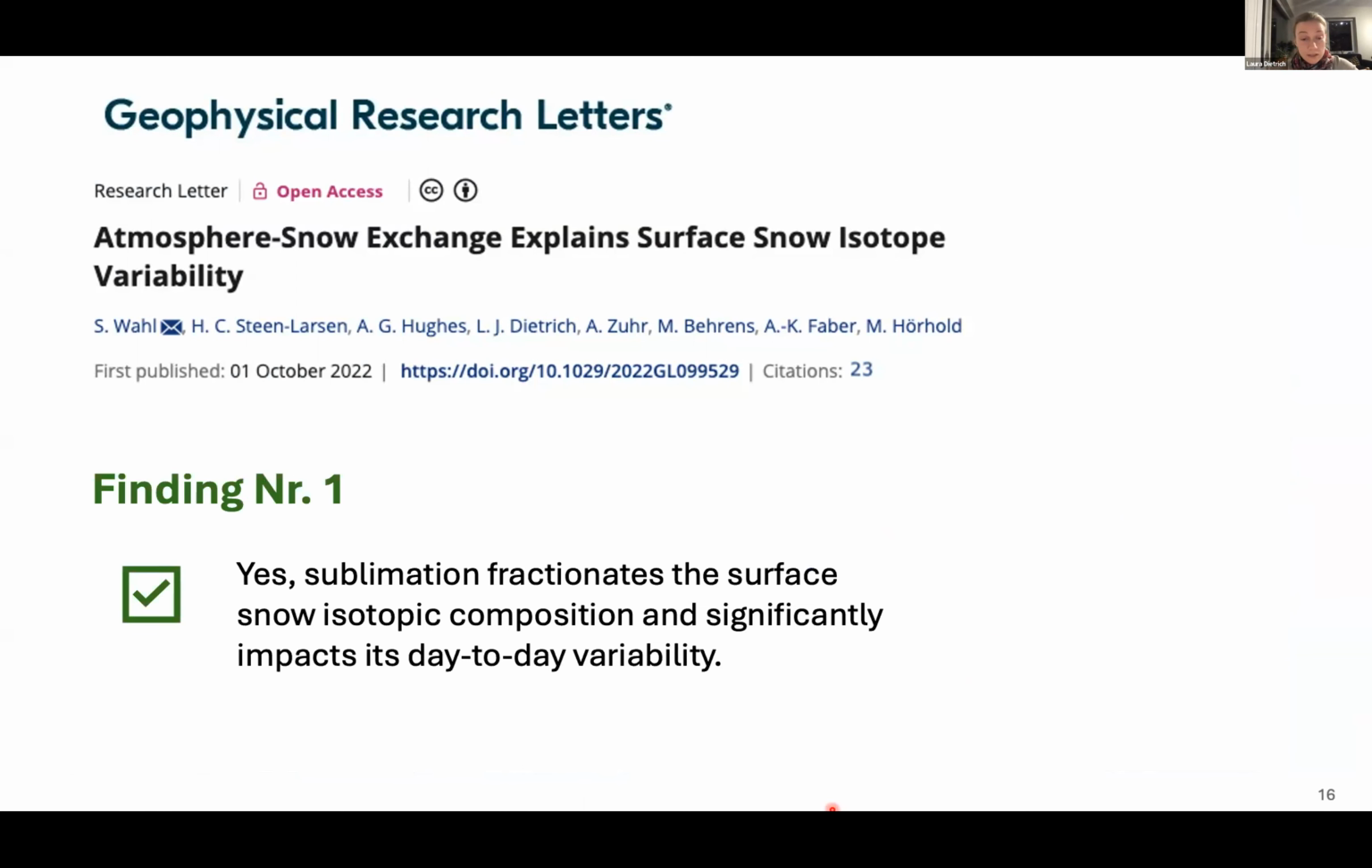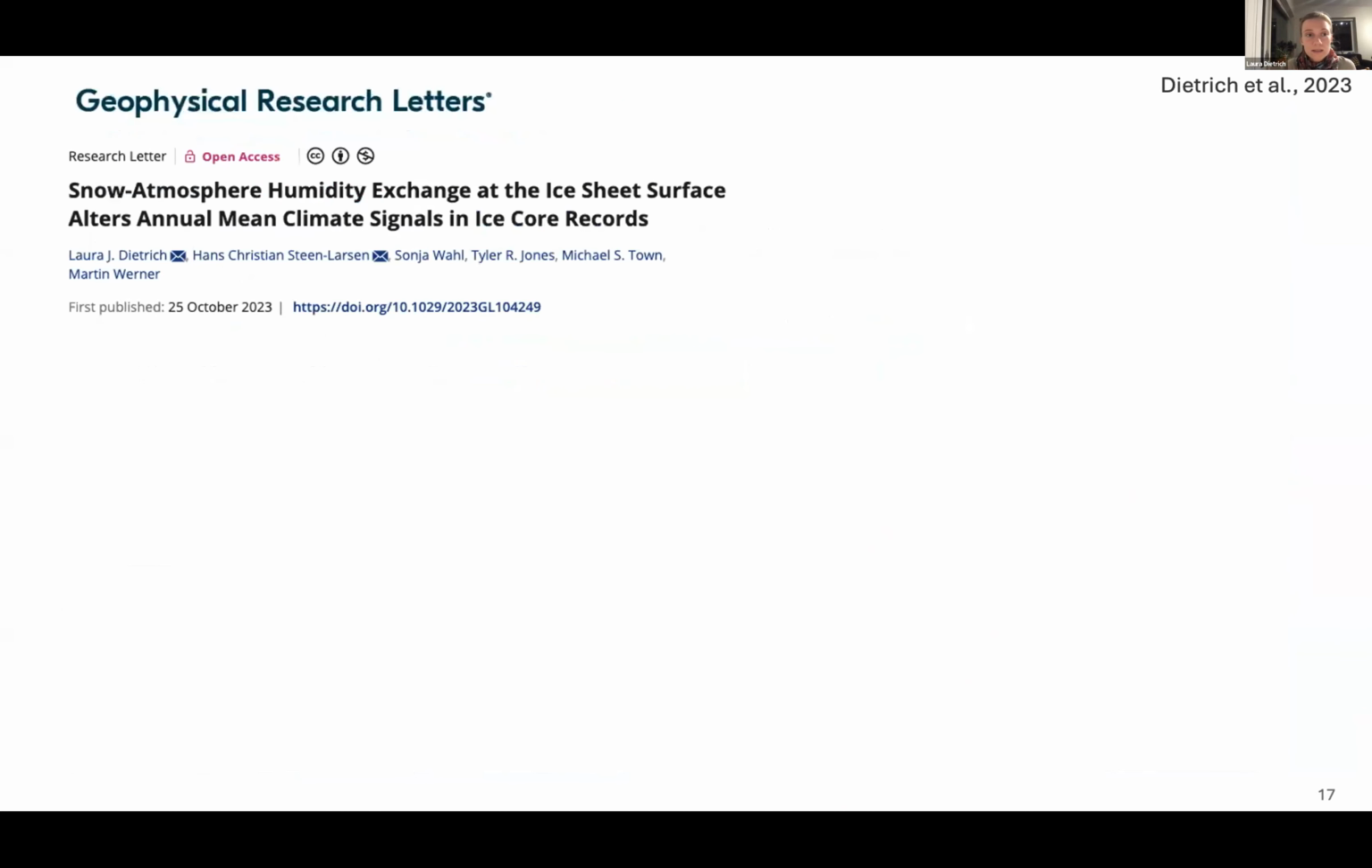And the result is: yes, sublimation does fractionate the surface snow, and not only this, it also significantly impacts the day-to-day variability of the surface snow in ECS. So now the second question was, and this I focused on in a paper that I led together with the others: okay, if we know that the surface snow is affected by these post-depositional processes, is this just something that matters a bit for the day-to-day variability, or is it also something that impacts the long-term, like the ice core timescale, so climatic timescales?